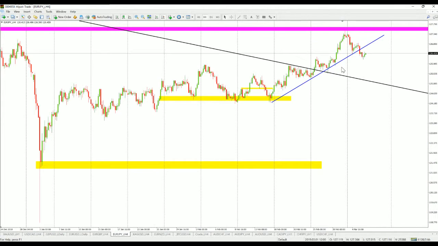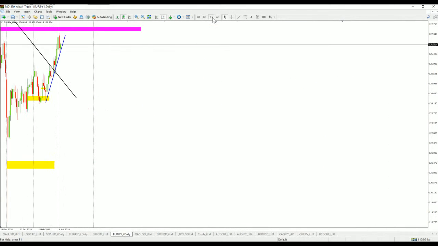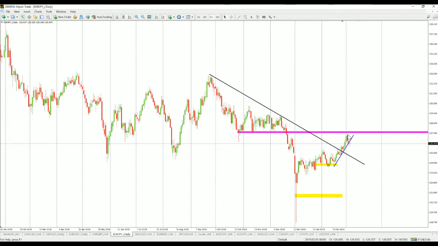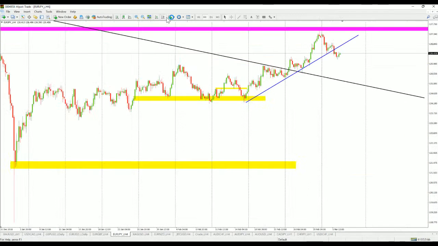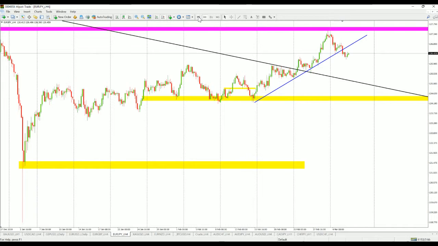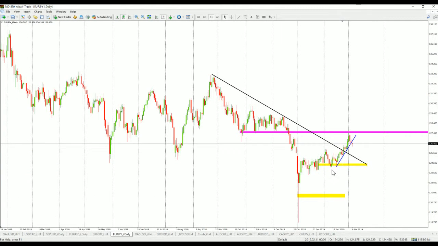Euro to Japanese yen. What is happening on euro to Japanese yen is a beautiful bounce from the horizontal resistance here, and then the breakout of the, let's say, lower line of the channel up formation, right? So we had a breakout of this line, and this opens us a way towards this support. So the sentiment on euro to Japanese yen is for me negative.